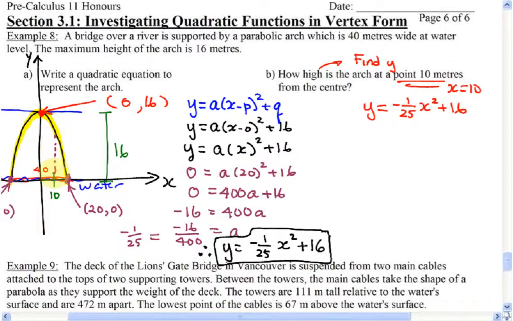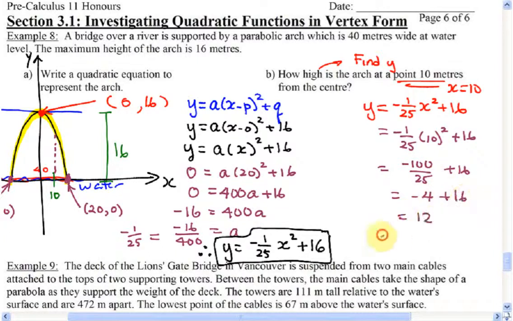Okay, so just plug in 10, please. What's 10 squared? That's 100, right? 100 divided by 25, that's 4, right? So negative 4 plus 16 is equal to 12. It's 12 meters high, not away, sorry. 12. Good. 12 meters high.